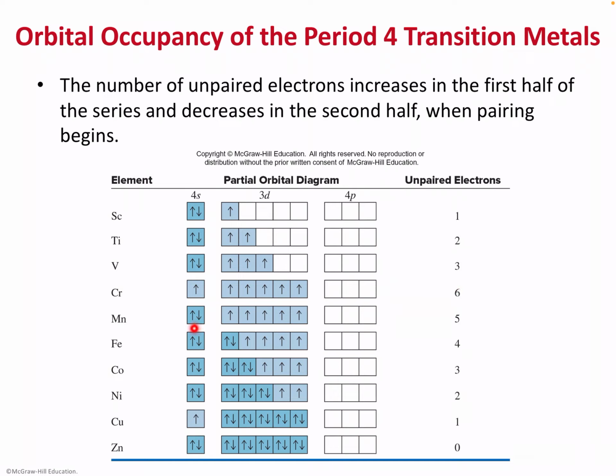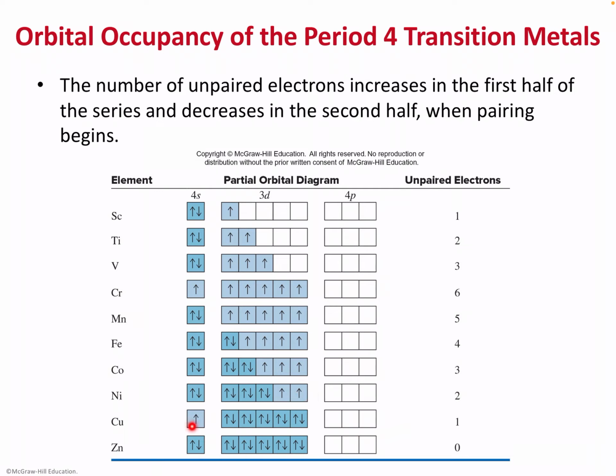And then manganese is going to be 4s2, 3d5, 5 unpaired electrons. Iron, 4s2, 3d6, and then cobalt is going to be 4s2, 3d7. So likewise it starts pairing up, and then the number of unpaired electrons becomes less.